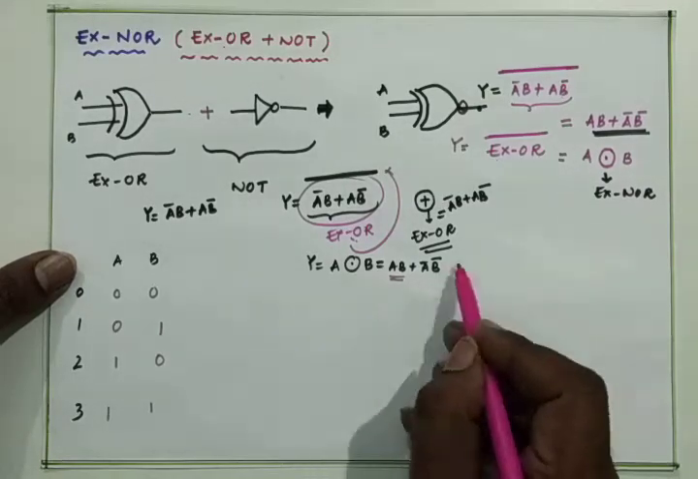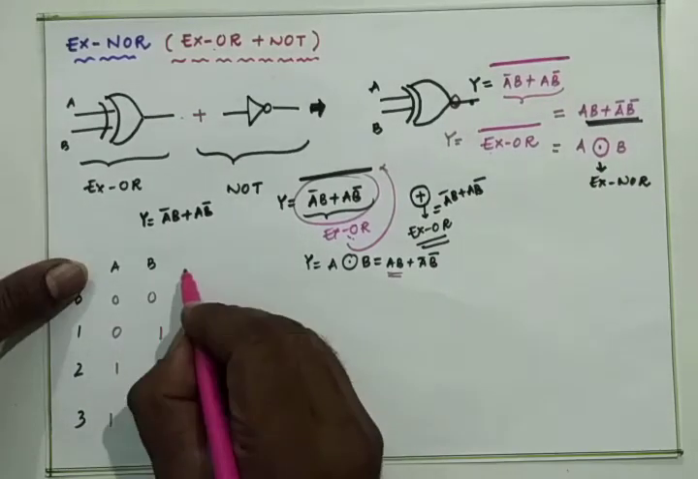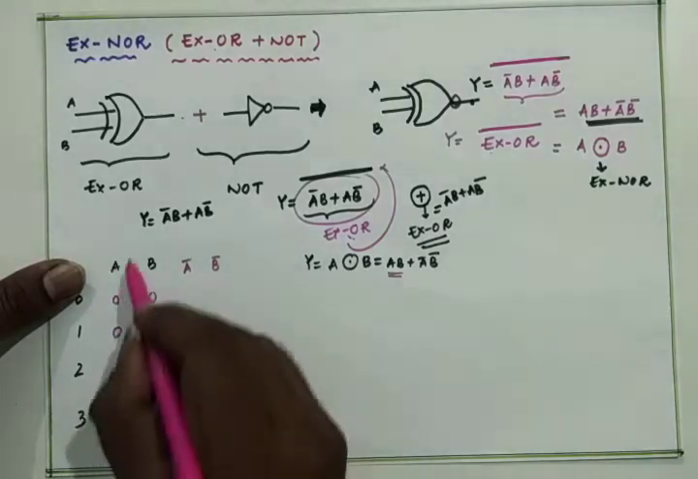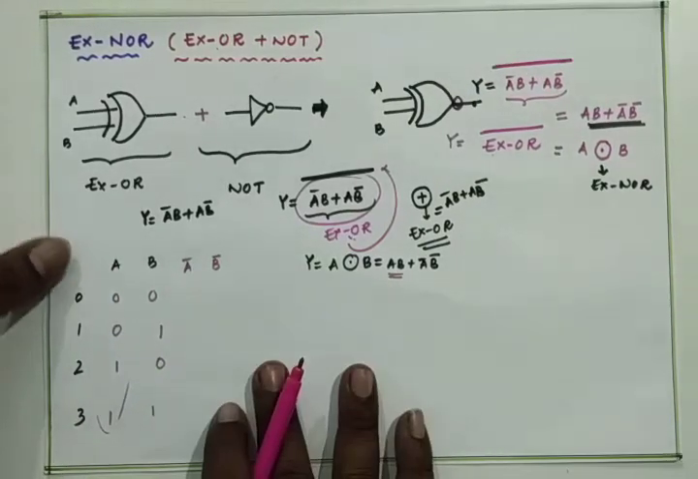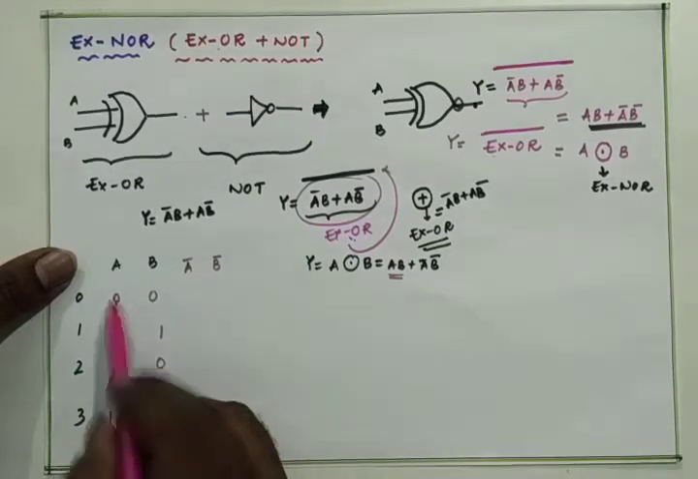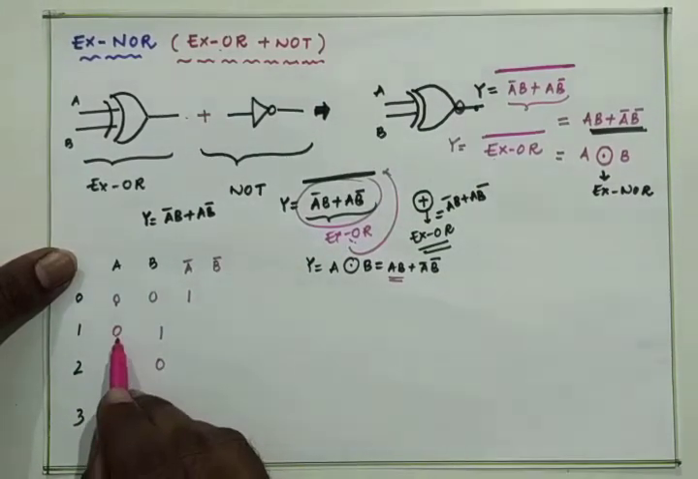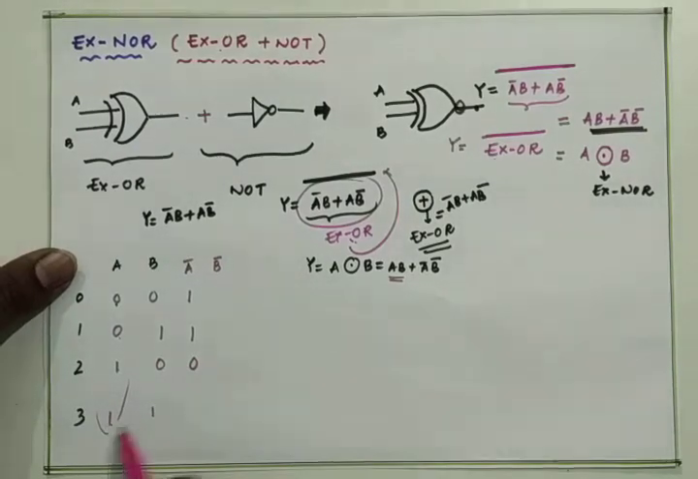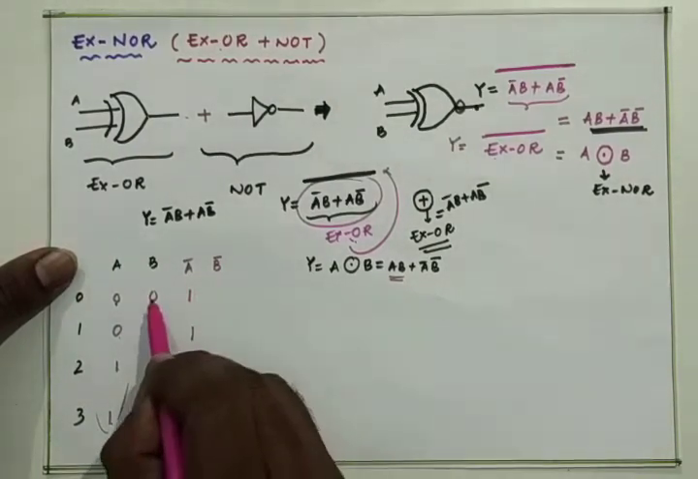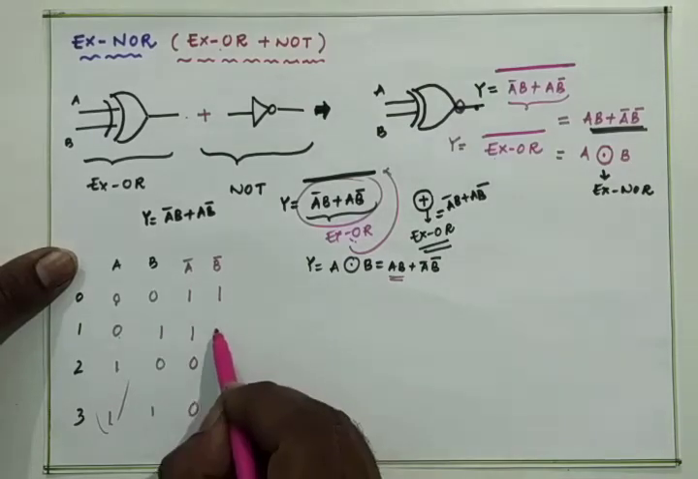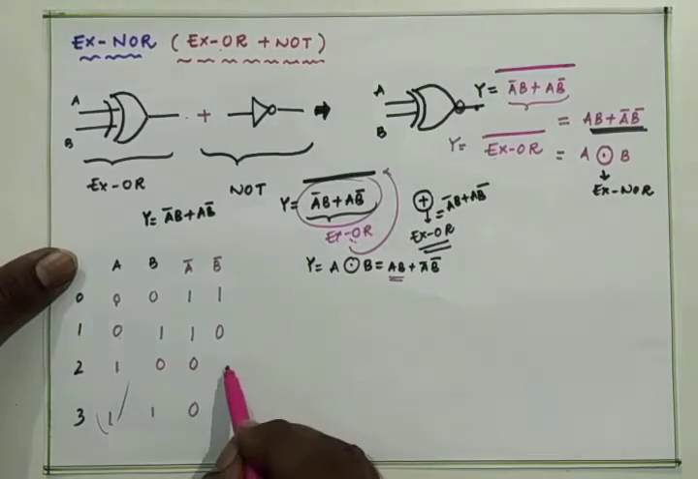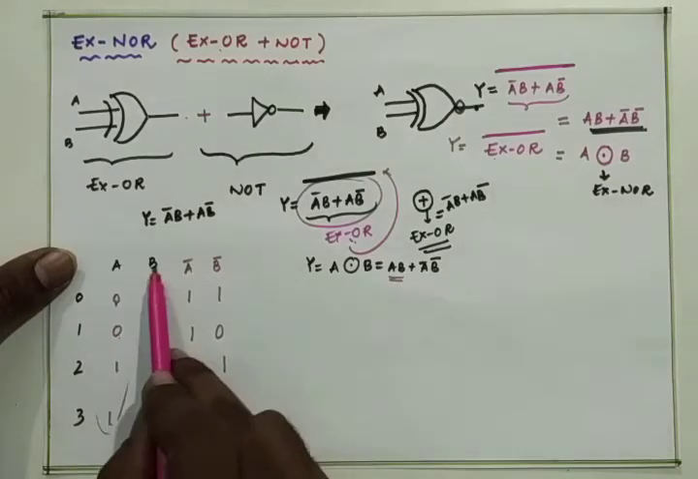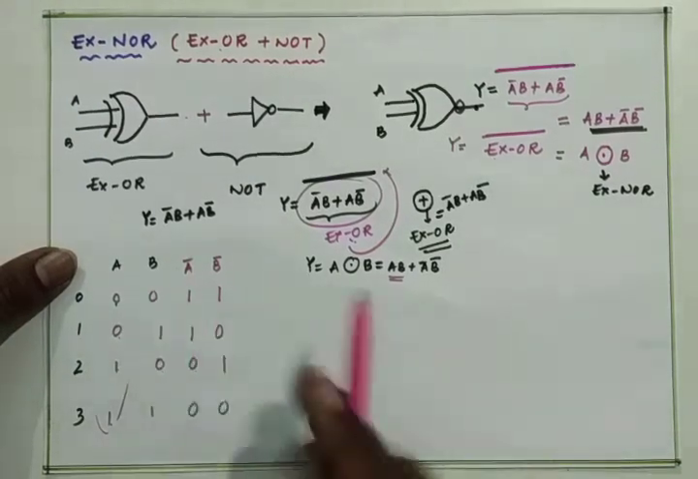After AB we require A bar B bar. Try to write A bar B bar. This line is A, so by using this we write A bar. A is 0, A bar will be 1. A is 1, A bar will be 0. Then B is 0, B bar will be 1. B is 1, B bar will be 0. Now we have AB, and we derived A bar B bar also.